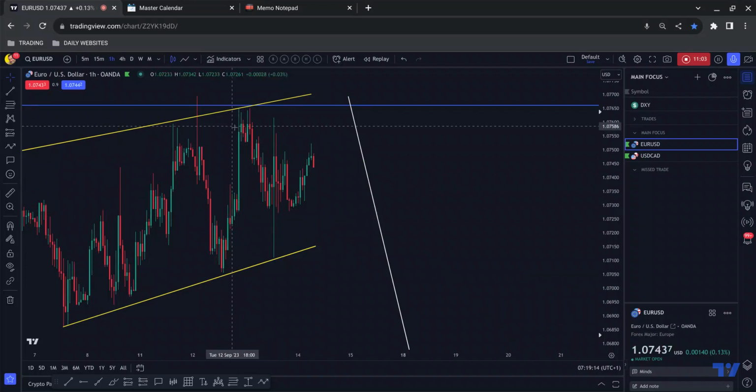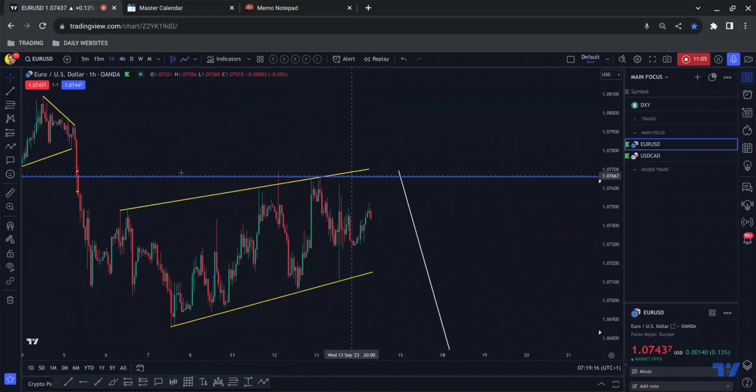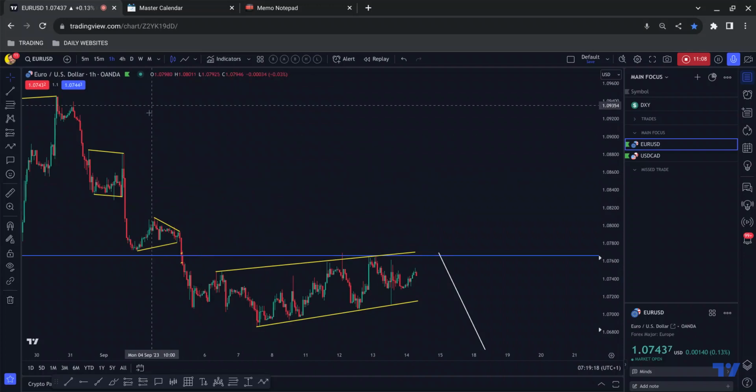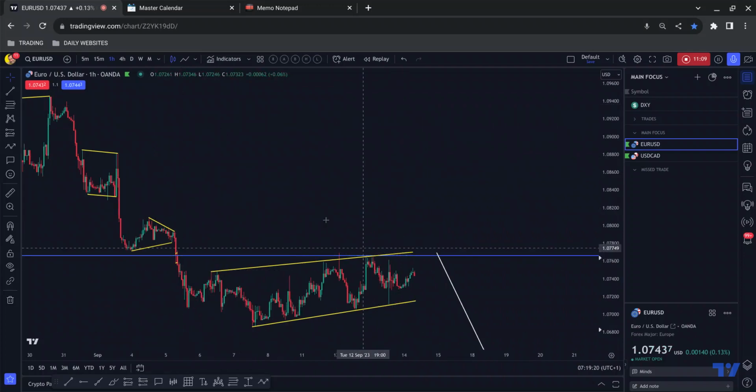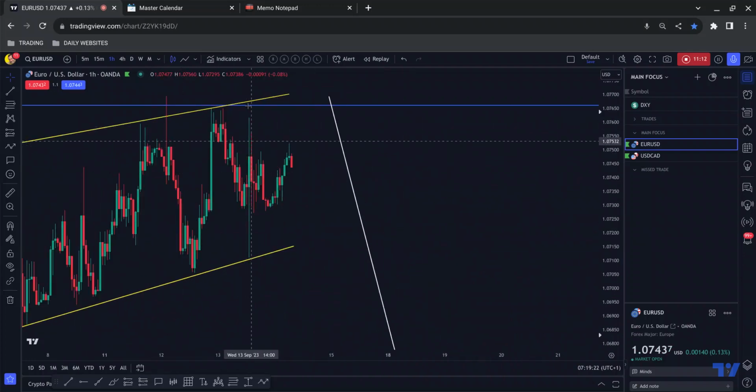So a potential impulse correction continuation to take us up to that area, where I would then be looking for that impulse correction continuation to get short. However, once again, price didn't quite tap into that area. So we opened here, the volatility kicked in, it pushed up to this area, but then closed back down. So it didn't quite reach the area of value.